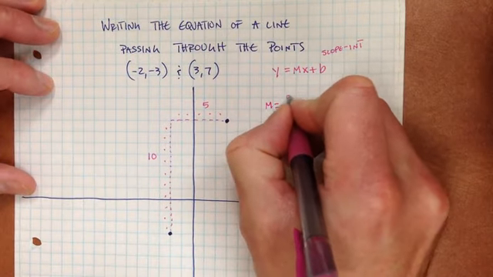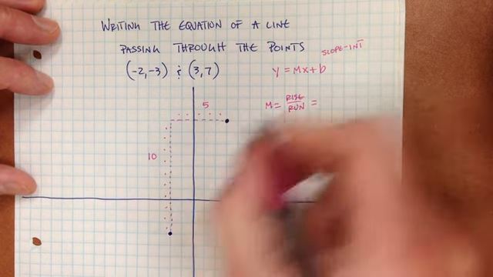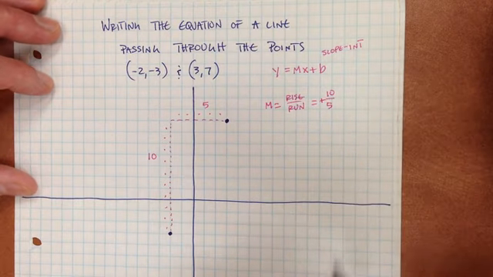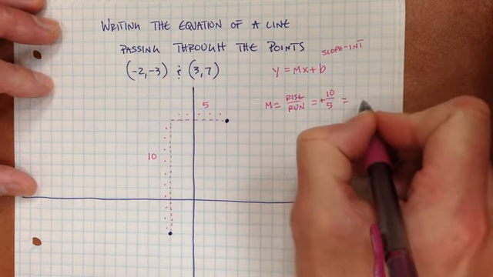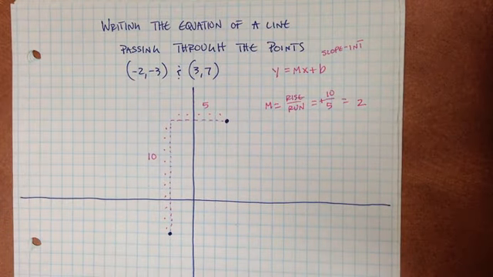So slope is rise over run. So I have a rise of 10 and a run of 5. This is a positive slope line. Don't forget your positive, negative. We can reduce that to 2. So we go up 2 and over 1.